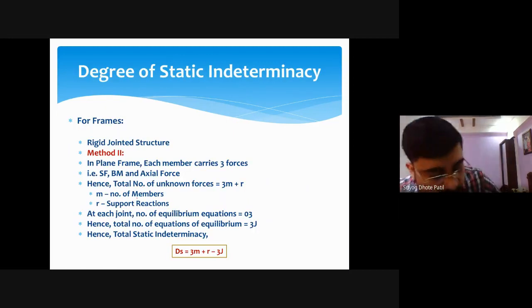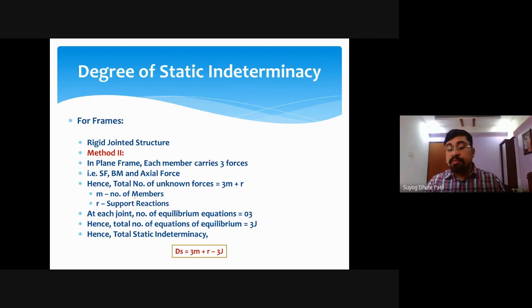Then for space frame, for plane frame, method 2 is there. Again, it is a rigid jointed structure. If I consider a plane frame, it is a rigid jointed structure. So in method 2, in a plane frame, each member carries 3 forces. What are these 3 forces? This is shear force, bending moment, and axial force. So these 3 forces in a plane frame.